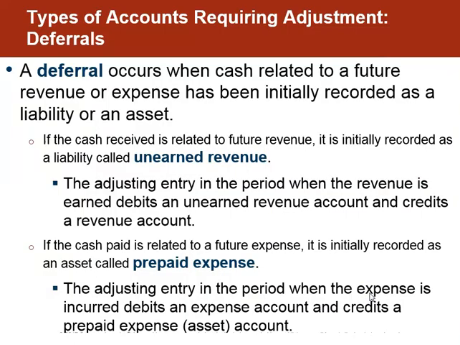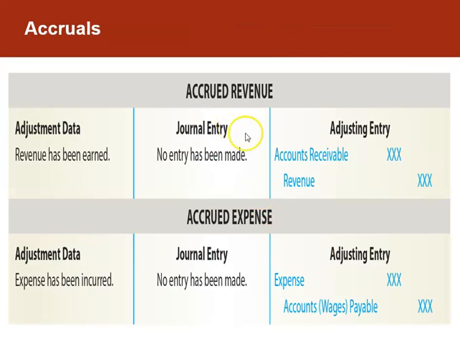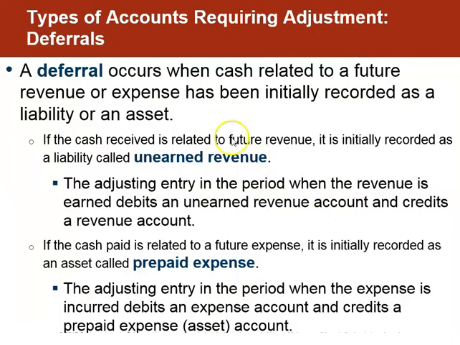Regardless, any payable is a liability account on the balance sheet. All right, looks like we've got some information about deferrals. It says a deferral occurs when cash related to a future revenue or expense has been initially recorded as a liability or an asset. So I want to go back to the previous slide, if I can. Yeah. The adjusting entry here is the only entry that's been made. So when we talk about deferrals, that's not what this says here. We have either recorded a liability up front, or we've recorded an asset up front.